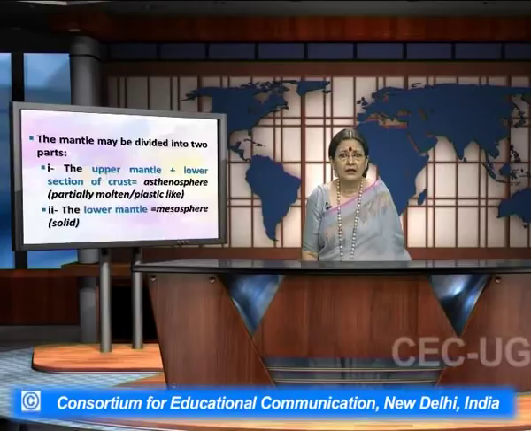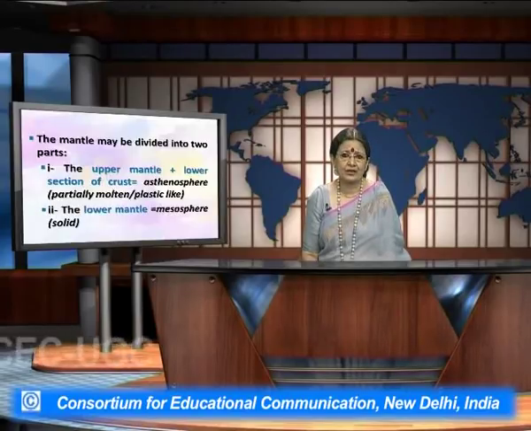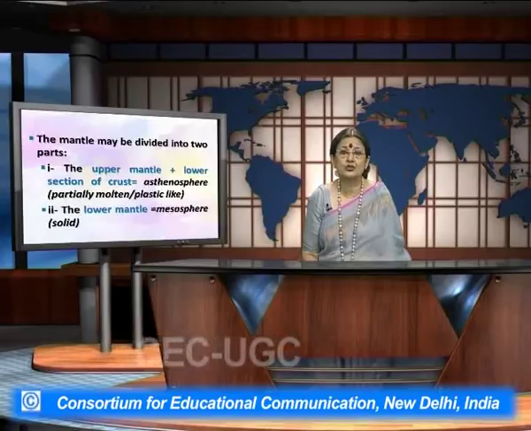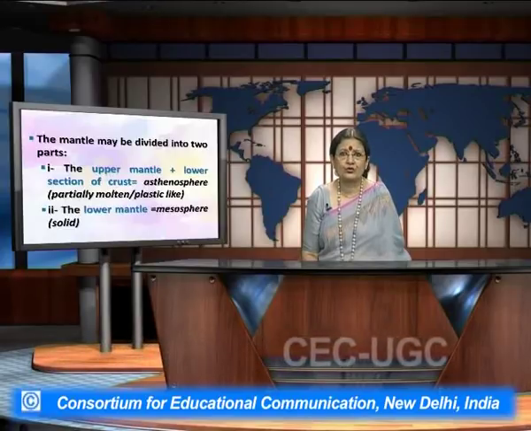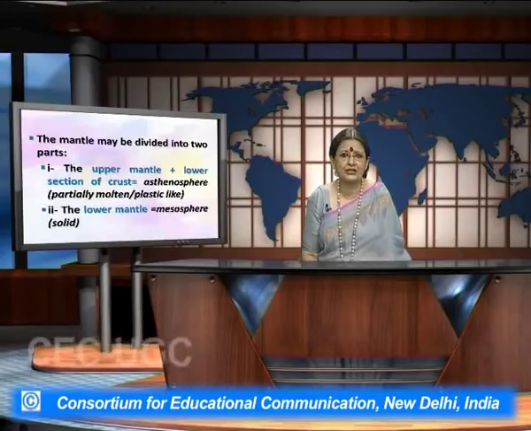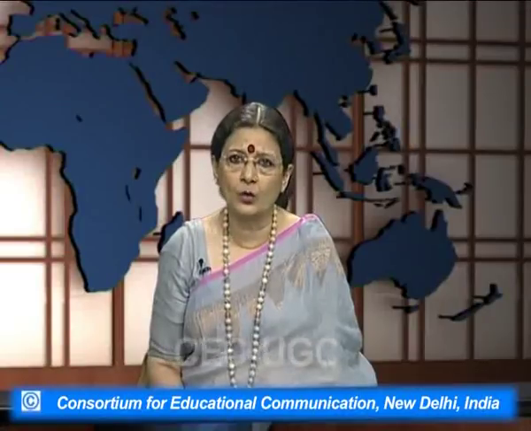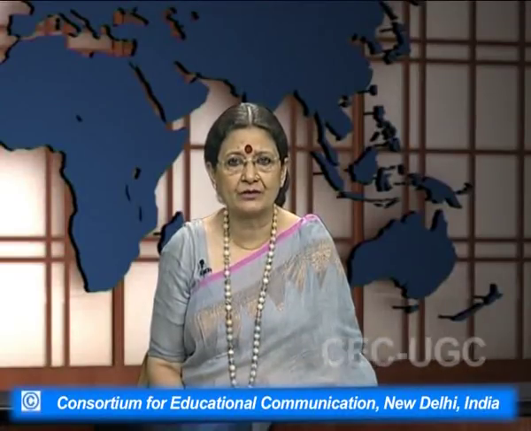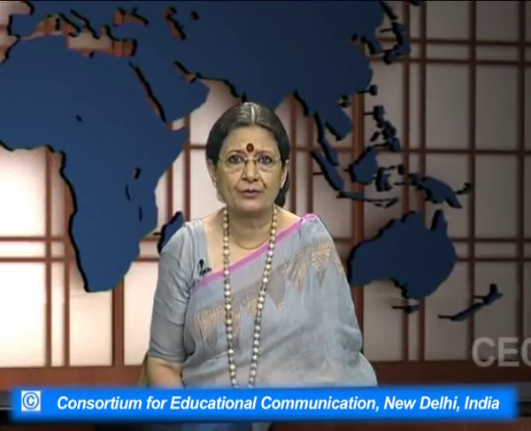Then the lower mantle is called the mesosphere, and this mesosphere is solid. So the upper mantle along with the lower section of crust is partially molten, whereas the lower mantle is solid, which is called the mesosphere.